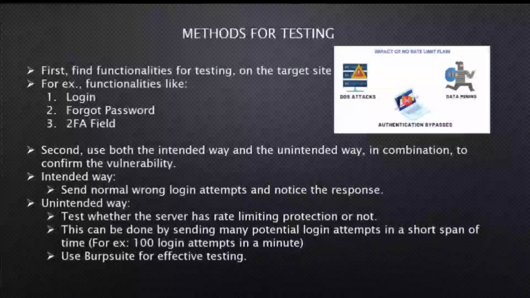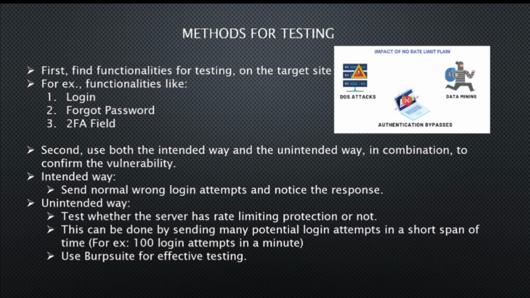So let me sum it up. First is finding functionalities like login, forgot password, or two-factor authentication. Then use the unintended way and the intended way. The intended way is to send wrong login attempts, which means wrong attempts, and notice the response. Send the wrong attempts in a short span of time. Within 10 seconds, just keep sending the same request again and again and watch whether you are being blocked or not. The unintended way is to test whether the server has rate limiting protection or not by sending many potential attempts.